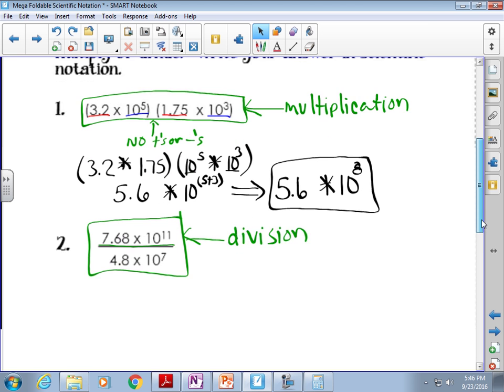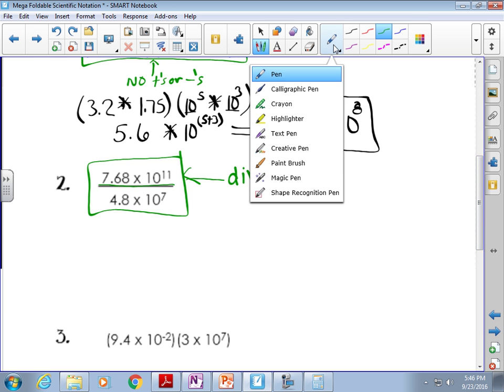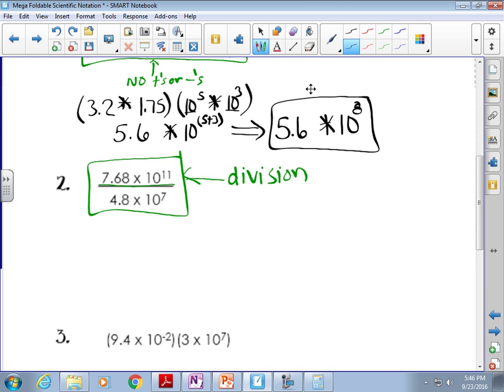All right. Let's look at number 2. Number 2, when it's set up as a fraction like this, it makes it a little easier to regroup. So step 1 is regroup. I'm going to put my coefficients together. Then I'm going to put my exponents together. And so step 1 is the 7.68 divided by 4.8, times 10 to the 11th over 10 to the 7th.